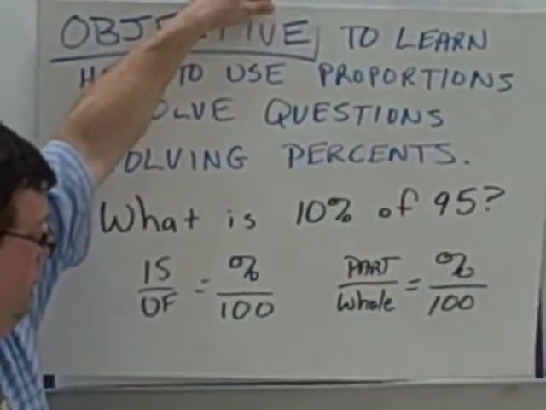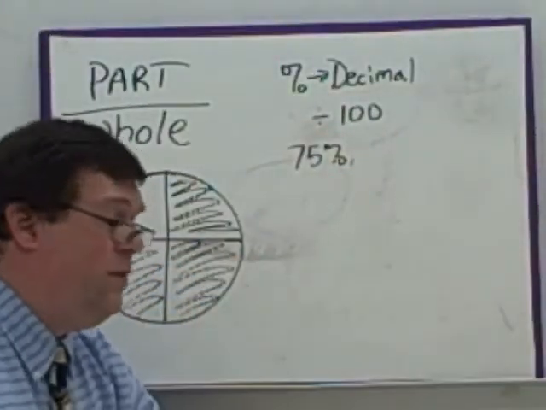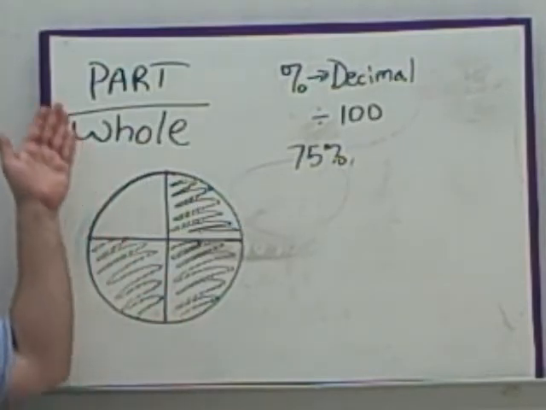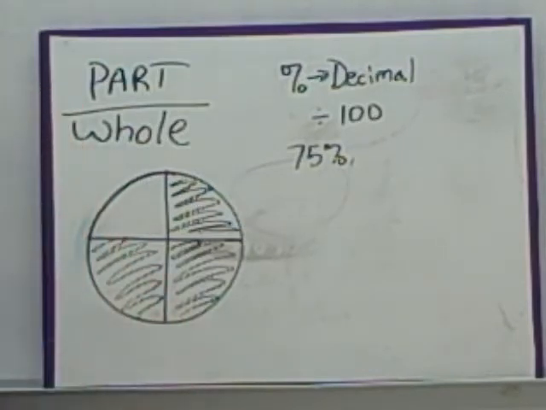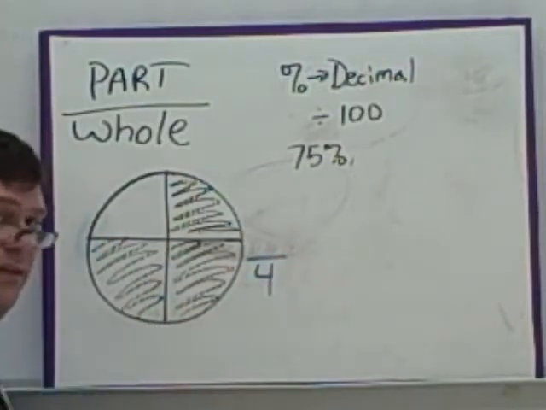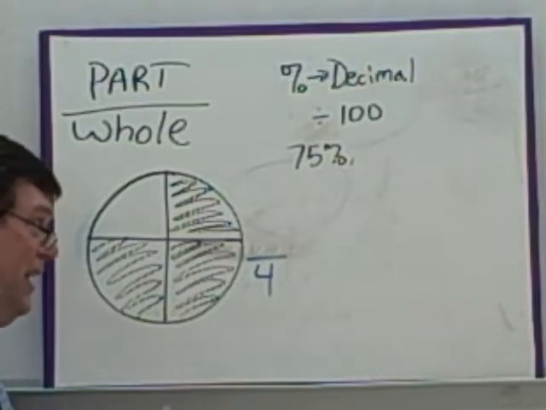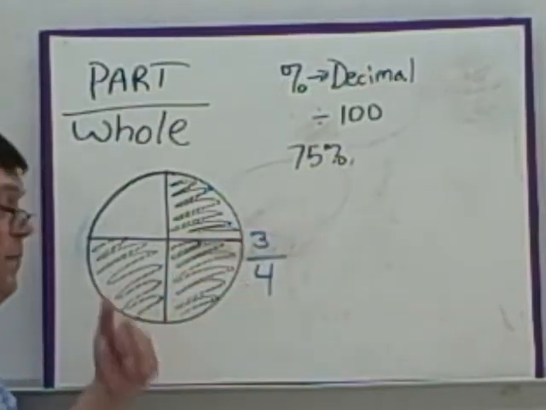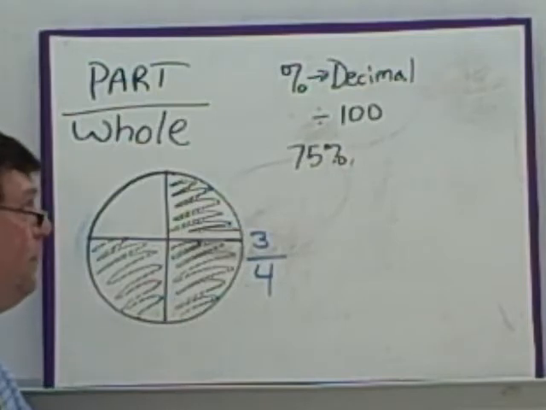But before we look at those two proportions, we're going to take a moment to think about fractions. When you've got a fraction, it is part over the whole. The whole circle here has 4 sections. The part that's shaded is 3. Part over whole represents the fraction being shown here.